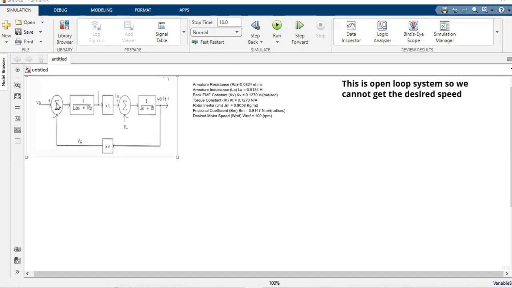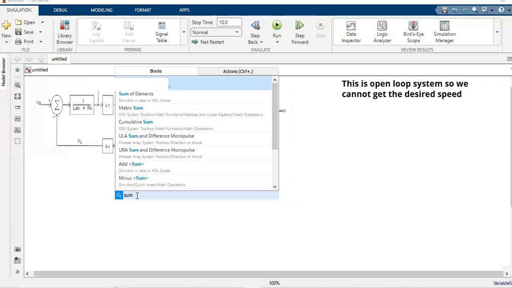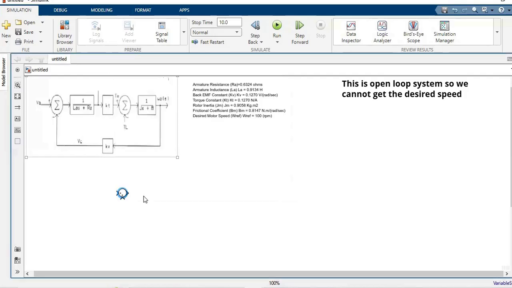So to construct the DC motor using a block diagram, we need two summing points, two transfer function blocks, and then we need gains, everything. So let us now construct the block diagram. So we need summing points. So let us take summing points. We need two summing points.